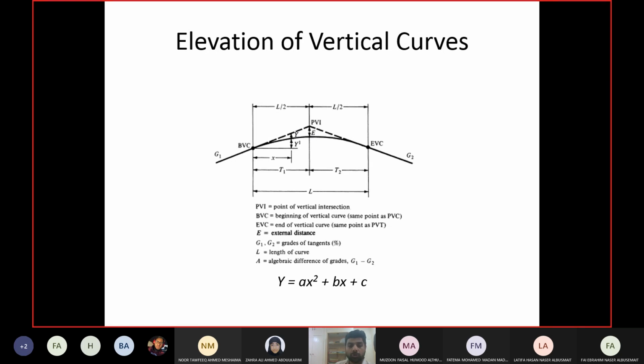Now again, there are two more things here which are of interest. There are many things here, but we will not use them. We will use these two. Y. Y is the difference in elevation between the tangent or the gradient, the straight line, and the curve.